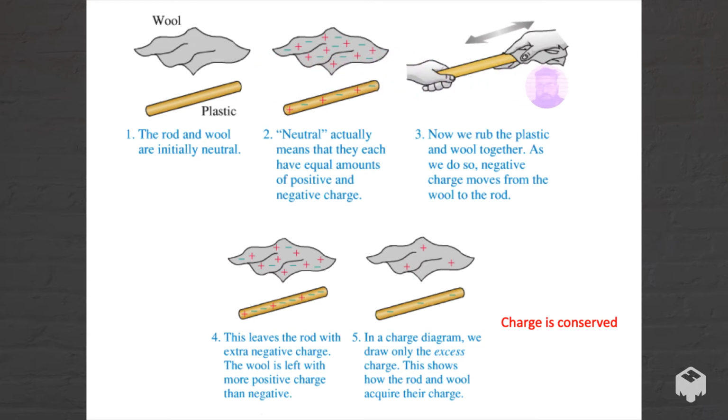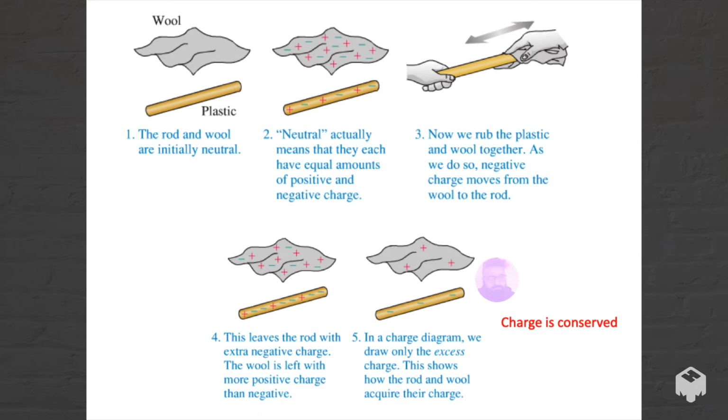However, we can rub the plastic rod with wool cloth, and when we do that, some of the electrons on the wool cloth will remain on the plastic rod. And so if we look at the net charge, we will have some net negative charge on the plastic rod, and we will have net positive charge on the woolen cloth. The magnitude of both of these charges have to be equal and opposite, and this is because charge is conserved.